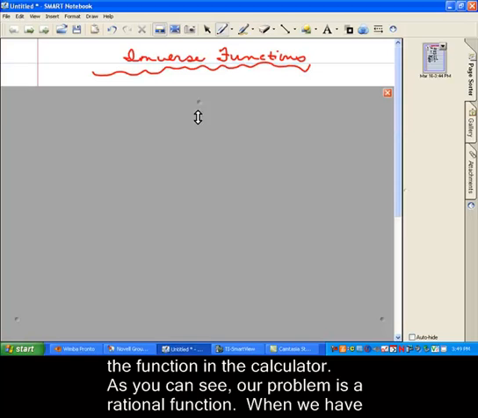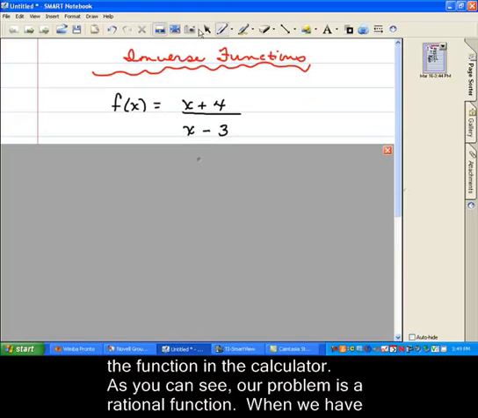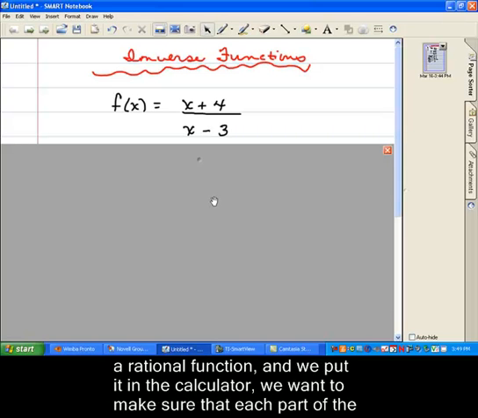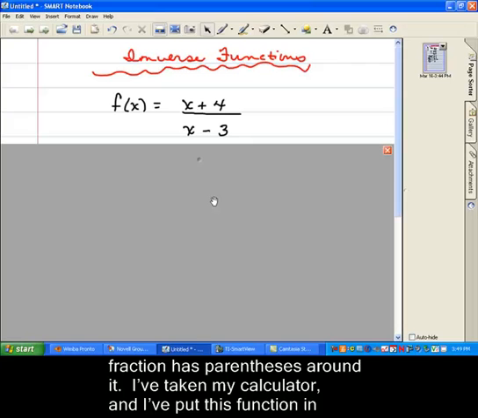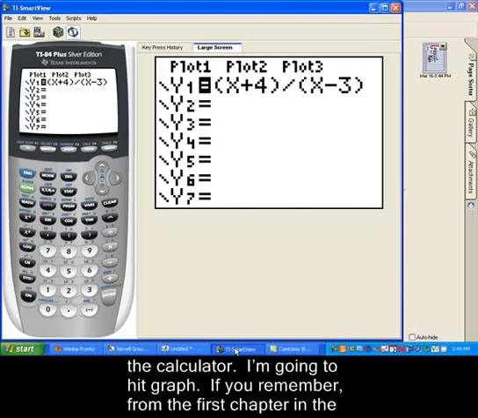Let's take a look at our problem. Our problem is a rational function. When we have a rational function and we put it in our calculator, we want to make sure that each part of the fraction has parentheses around it. So I've put this function in the calculator, x plus 4 divided by x minus 3, and I'm going to hit graph.